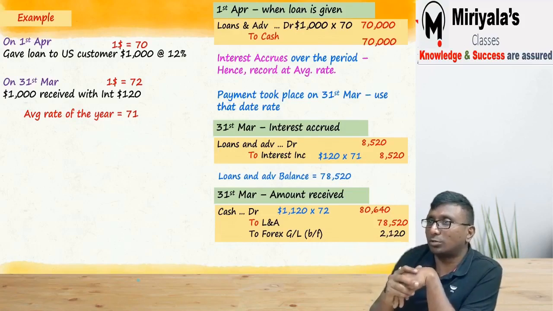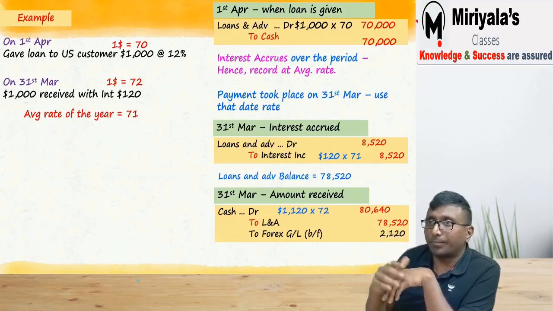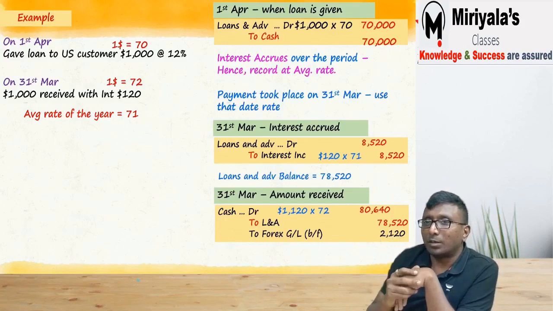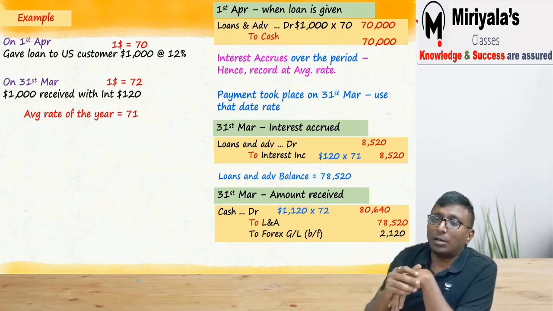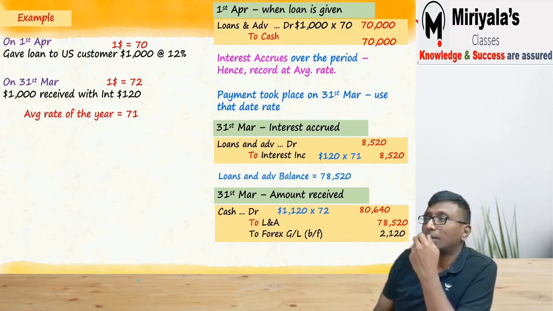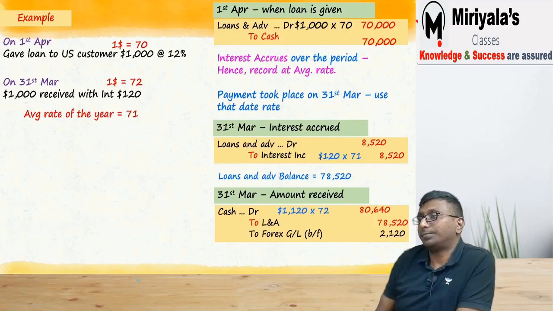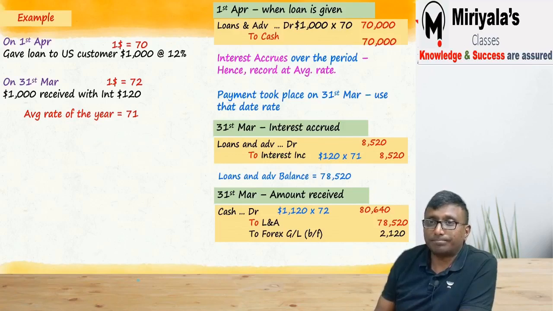Have you understood? What is your point? Would you like to take it, or shall I go ahead? Go ahead. Right. At least write one line: interest accrues over the period, not on 31st March.